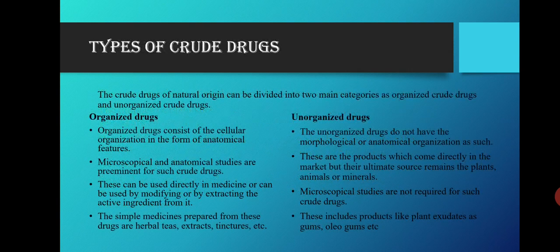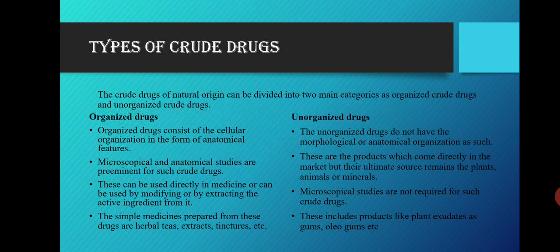So coming to the next, that is types of crude drug. Basically speaking, the crude drugs are differentiated as organized drug and unorganized drug. We are talking about the cellular level. Organized drugs are those which have a well-defined structure, and unorganized are those which do not have a well-defined anatomical structure. Let's see it in detail.